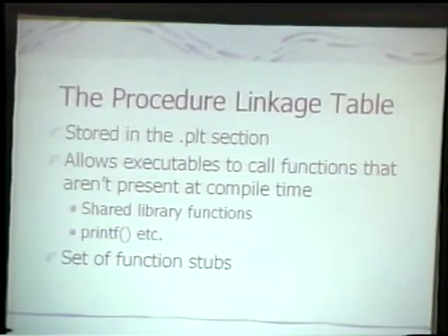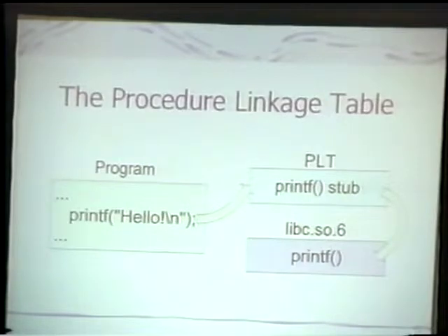It's stored inside the PLT section of the executable, and it basically allows executables to call functions which aren't located at a known location at compile time. So basically, any shared library function is this way, like printf or something like that. And the PLT is a set of function stubs. So when an executable wants to call printf, instead it calls a function stub inside the PLT, which it knows where it will be, and at runtime that function stub is patched to be the real location of printf inside the executable. So if we look at this, there's actually a diagram of this here.